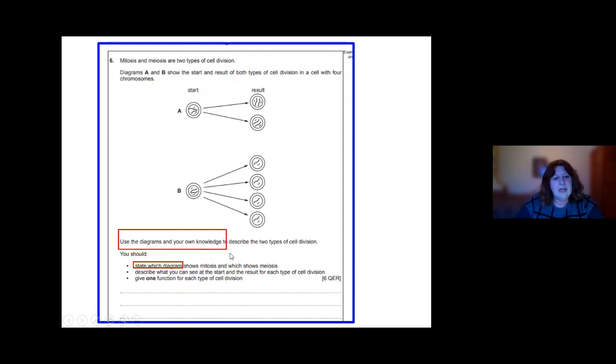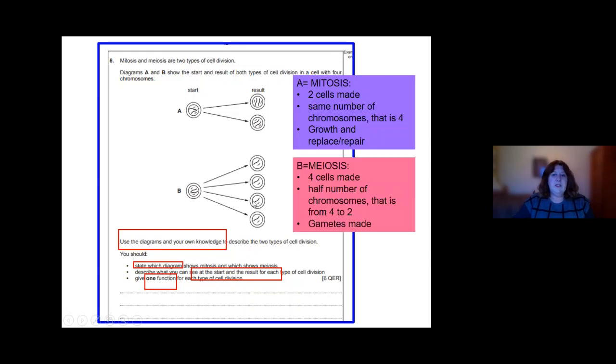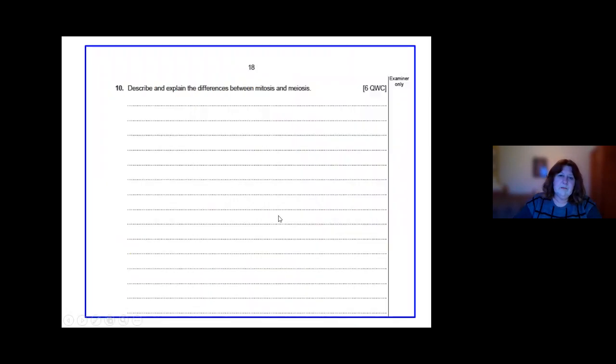And the last thing it asks us to do is to look at the function of each type of cell division, and we know it's growth, repair, replace, or in fact making the gametes. Okay, so you can see a little summary that I've popped there for you to have a look at.